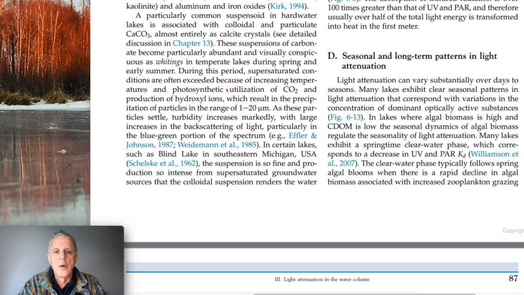Good day, everyone. We are reviewing Wetzel's Limnology textbook, edition number 4, and we're in chapter 6, which deals with light in inland waters, and more specifically, we are working on the subchapter focused on light attenuation in the water column, and today we'll be looking at seasonal and long-term patterns in light attenuation.